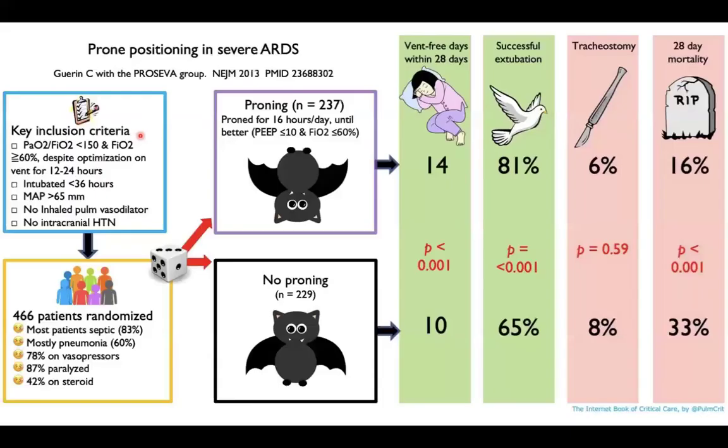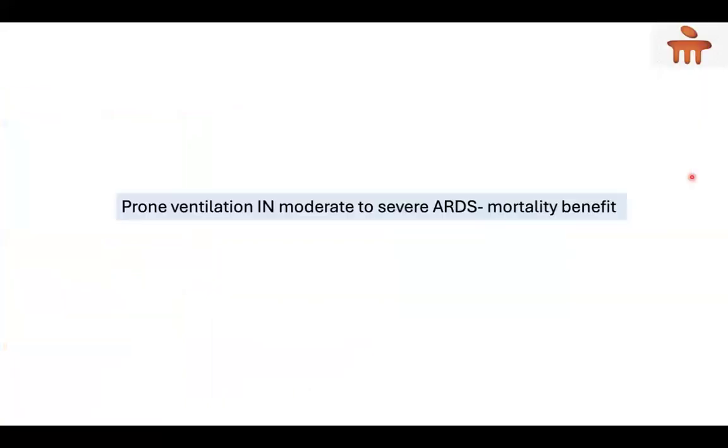So in PROSEVA, when they applied all these things, they found a significant mortality benefit, which was 33% in the supine group, whereas in proning patients it was 16%, almost a 50% reduction in mortality. So proning definitely has a role in ARDS patients on a ventilator. Okay, so we know that prone ventilation in moderate to severe ARDS has got a mortality benefit.